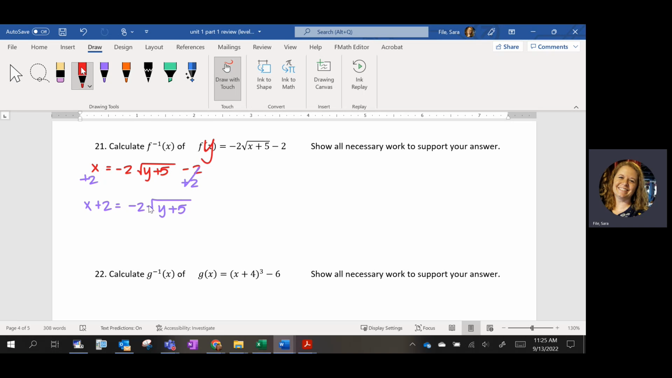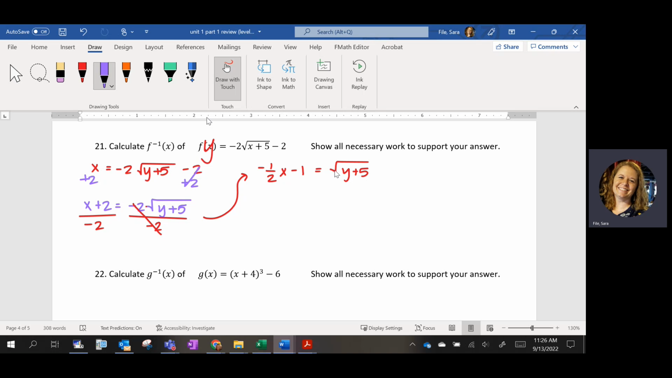Okay, now I need to get rid of the coefficient, that times -2. So I'm going to divide by -2. What you do to one side, you do to the other. Okay, so I'm going to come over here. So this x is an understood 1 coefficient. So 1 divided by -2, that's -1/2 x. And then 2 divided by -2 is -1, so -1. And then we're left with the square root of y plus 5.